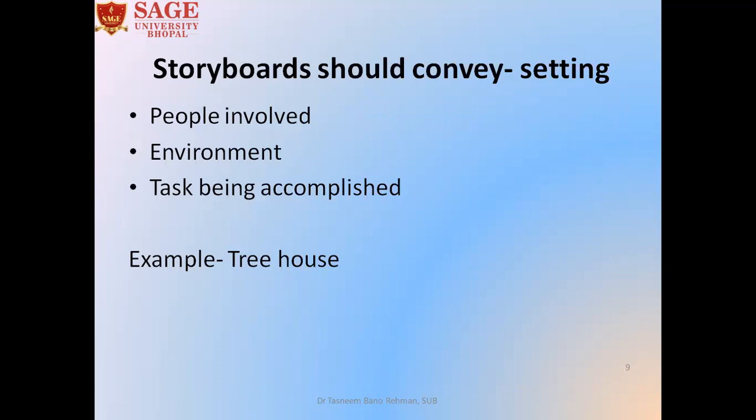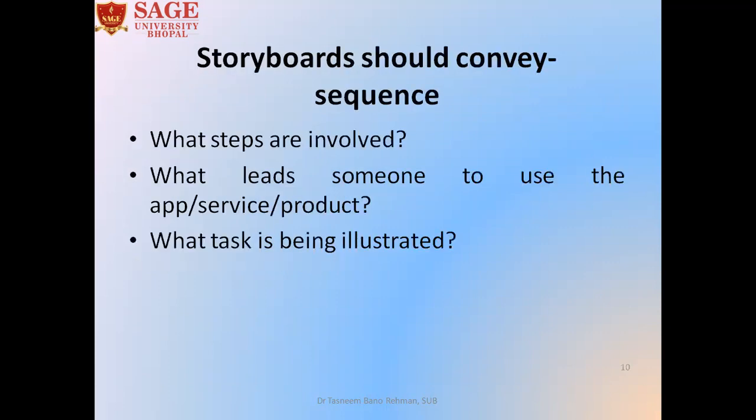Now the outcome. A storyboard should convey what all things? Of course, it will convey all the people involved, the environment, what's the task being accomplished. So let's say we take an example of a tree house. For the tree house, what's the environment, who are the people involved in building the tree house, and once the task is accomplished, who will take the benefit out of that? So you can think in that direction and let me know by writing your answers in the comment box.